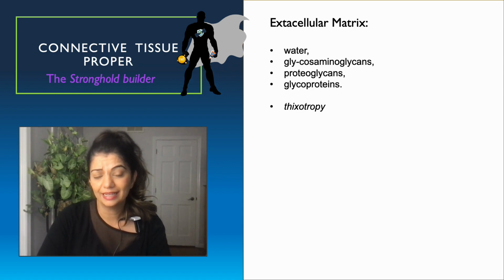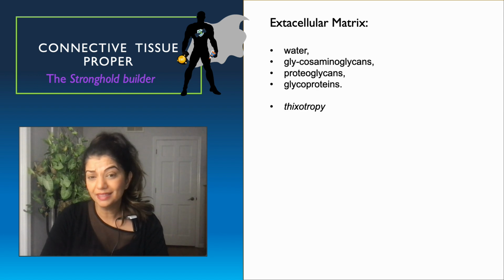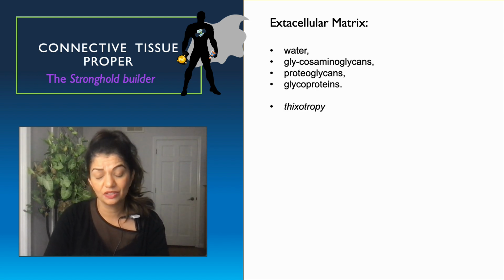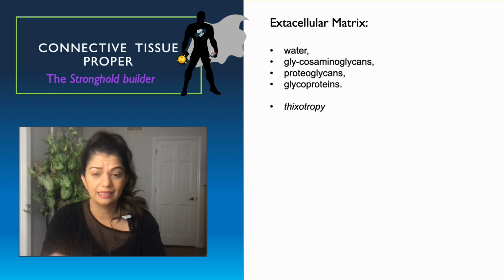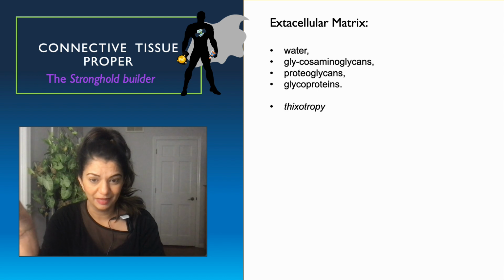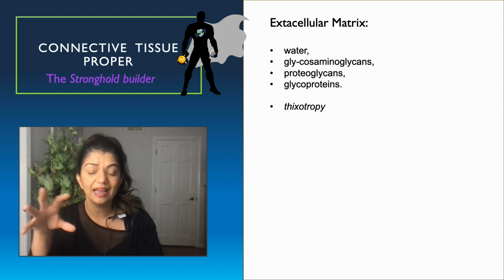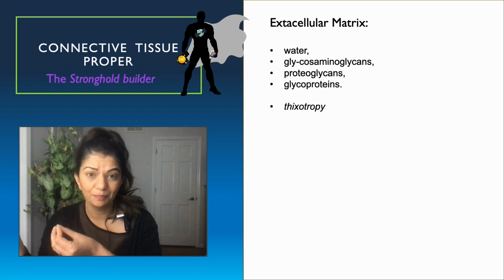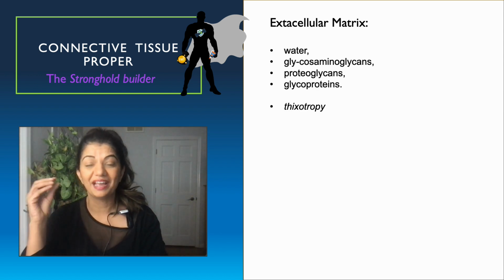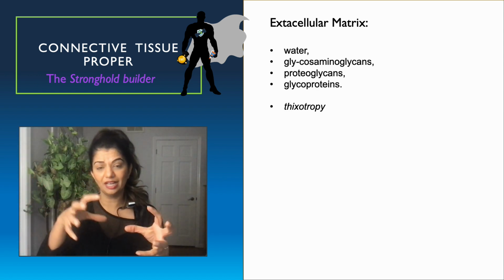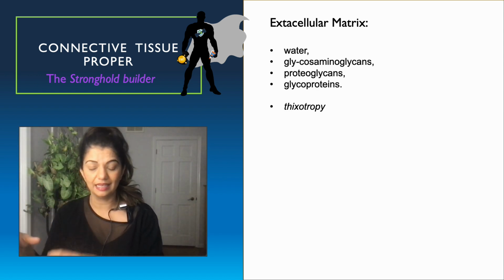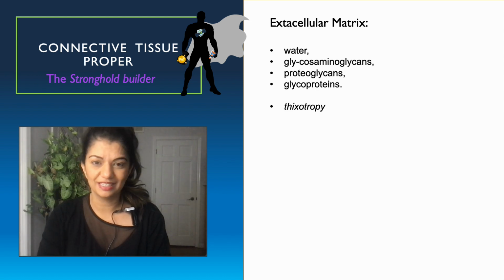So now let's look at connective tissue proper. Now, remember the extracellular matrix is the key component, right? It's going to vary depending on what type of tissue we're looking at. So connective tissue proper has several elements in its extracellular matrix. It has water, it has glycosaminoglycans, proteoglycans, and glycoproteins. And it has this property called thixotropy. Basically what that means, it can go from a gel to a liquid-like consistency. So it's very, very interesting.